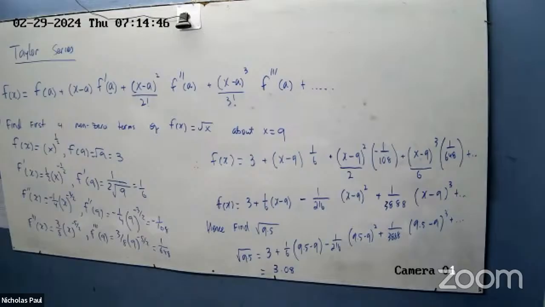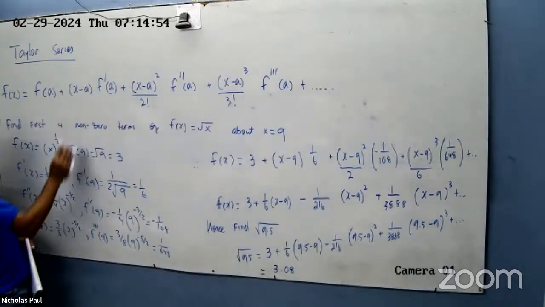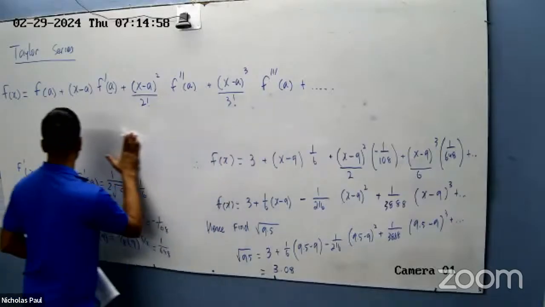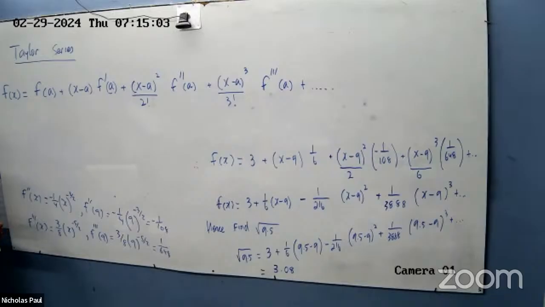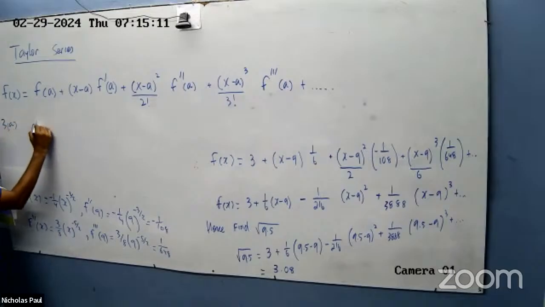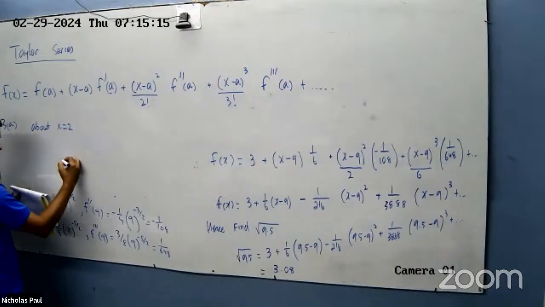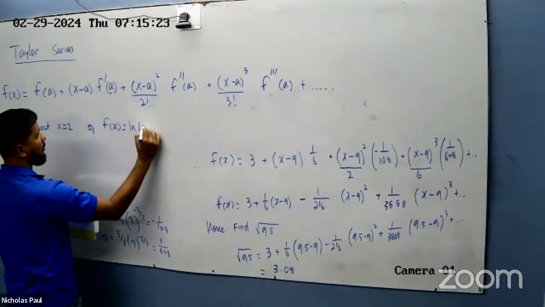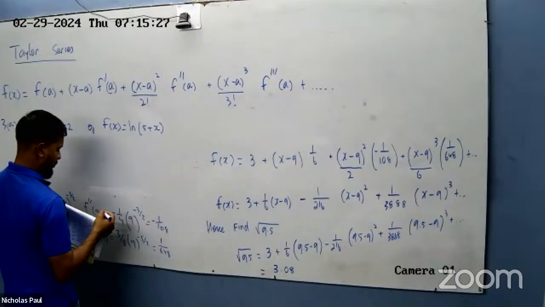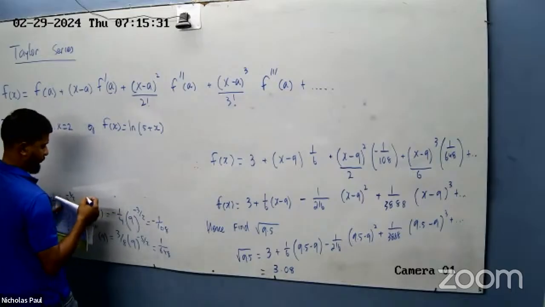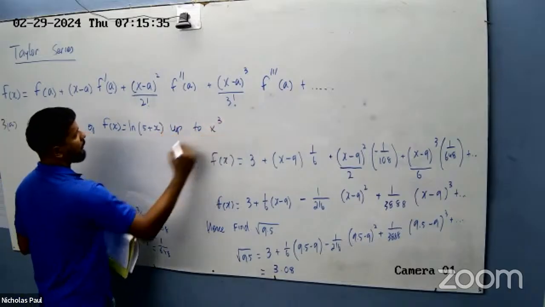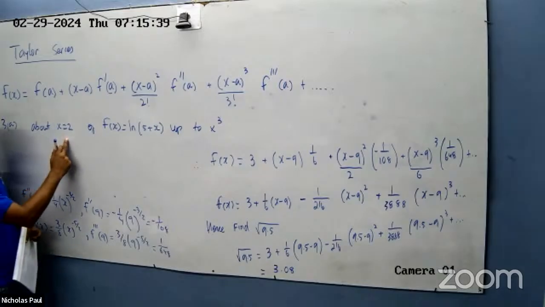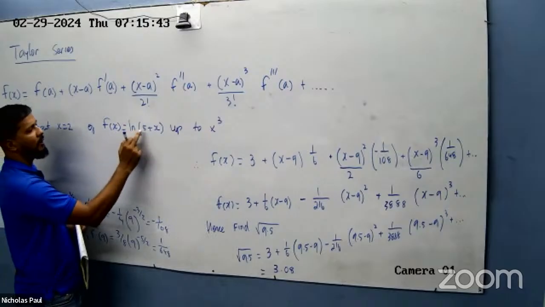Determine the Taylor expansion about x equal to 2 of the function ln(5 plus x) up to x cubed.